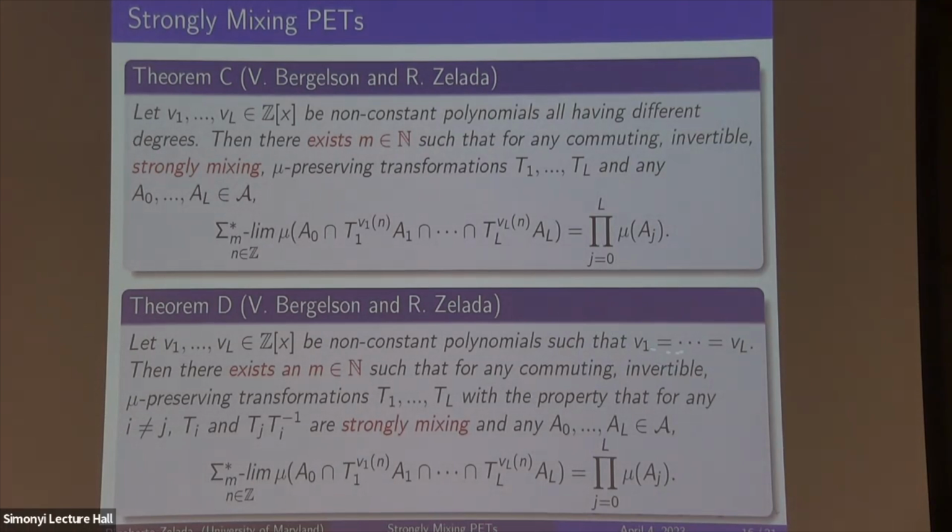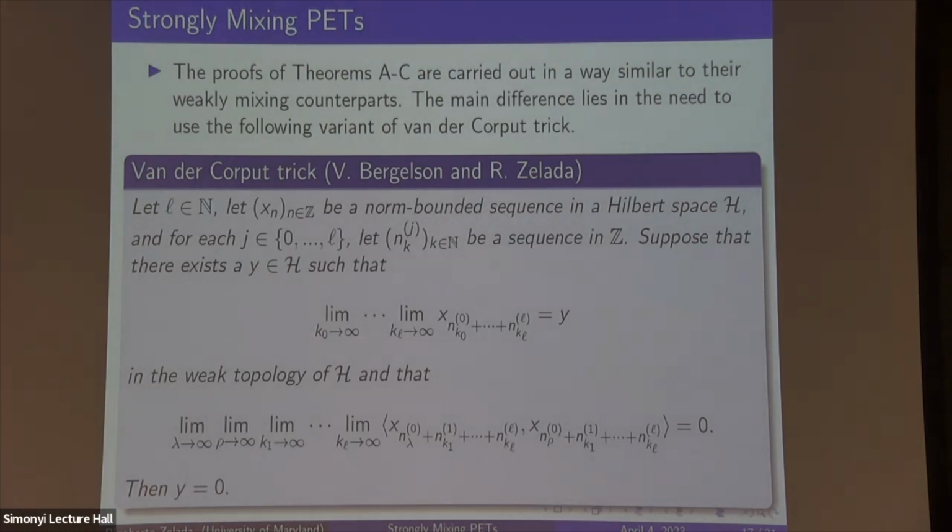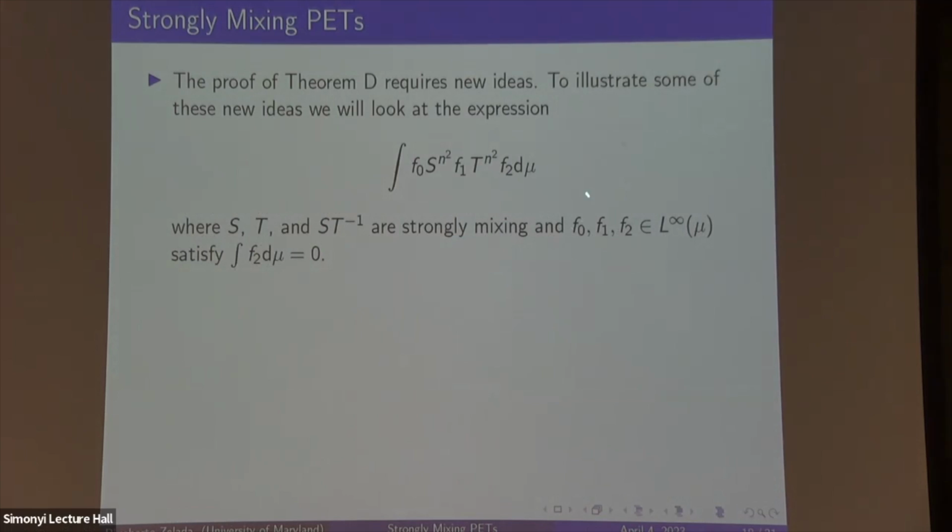So theorem D is the one with all the polynomials being the same, and the assumption is that Ti, Tj, T inverse, Ti inverse are also the same. Okay, so let's see. All right, this is van der Corput, and this is the expression. And we will assume that St and St inverse are strongly mixing, and also that F0, F1, F2 are in L infinity mu, satisfying that the integral of F2 is 0. So what we want to show is that along some type of limit that we don't really care about, this is going to 0. So I will just show you the algebra, not the limits.